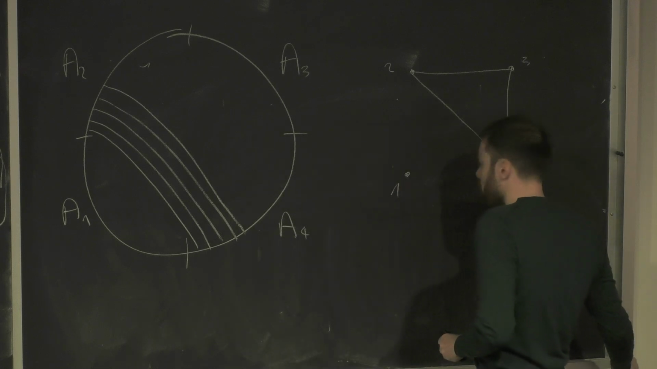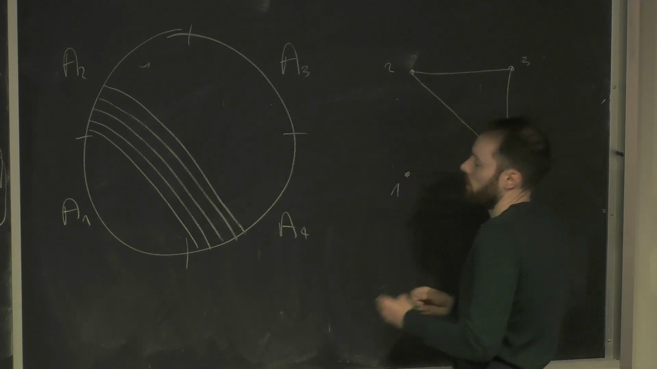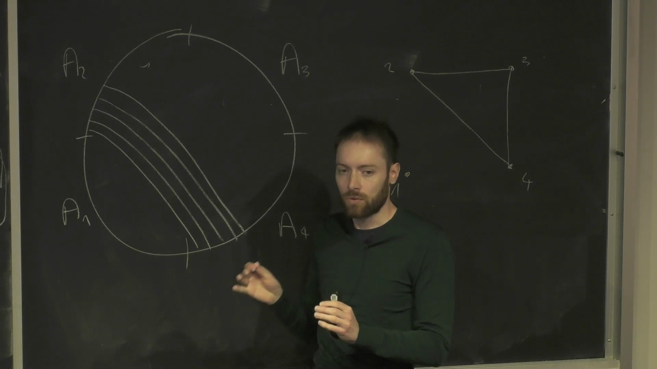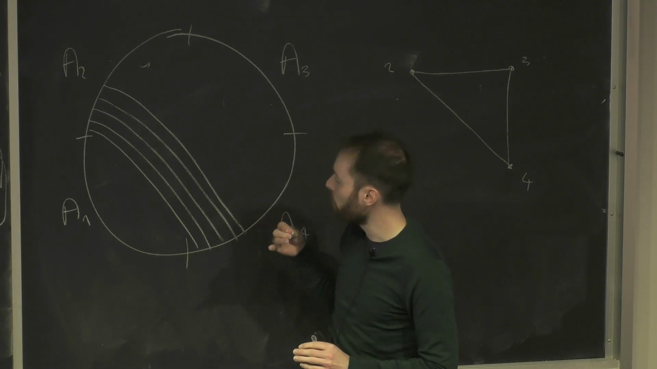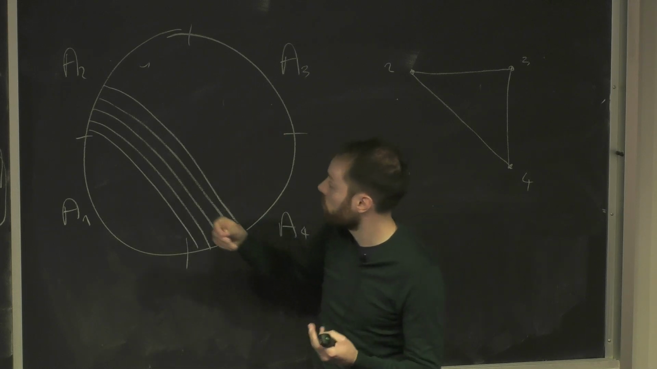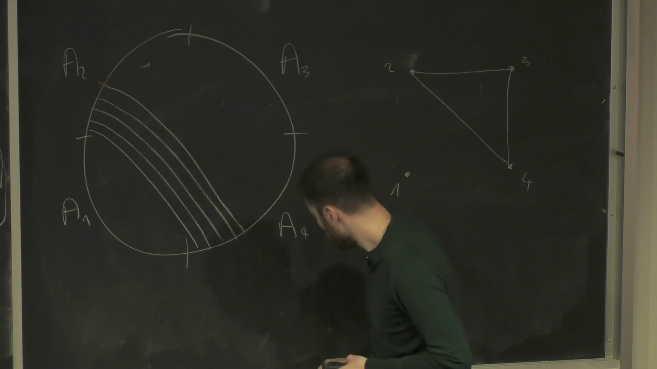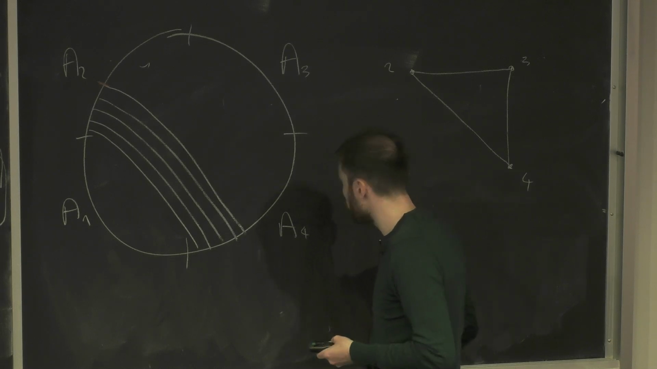And every other element here will not be able to be linked with A4, because then it would somehow contradict the non-crossing property of our non-crossing partition. So I will denote this element with a special notch. And then we can just keep on doing the same.